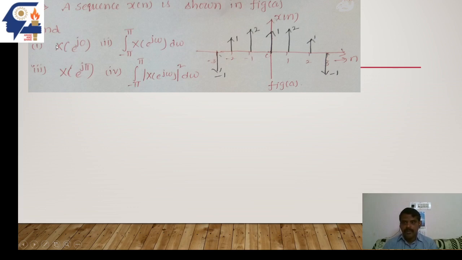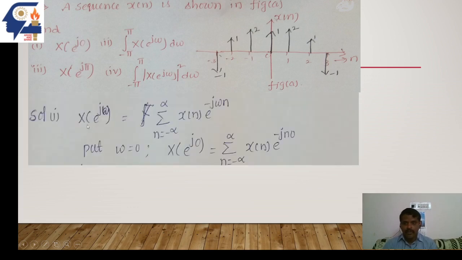They are asking first, capital X of e power j 0. That means if you take the Fourier transform of small x of n, we get capital X of e power j omega. In that capital X of e power j omega, replace omega equal to 0. Then we get the answer. So for the first problem, we know the formula.